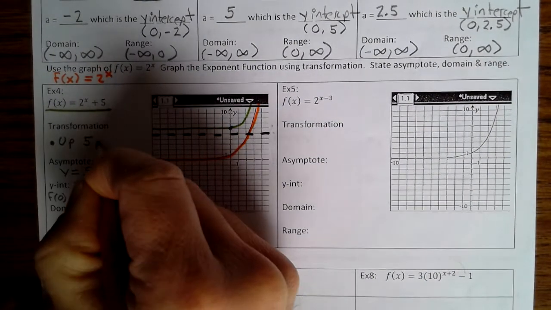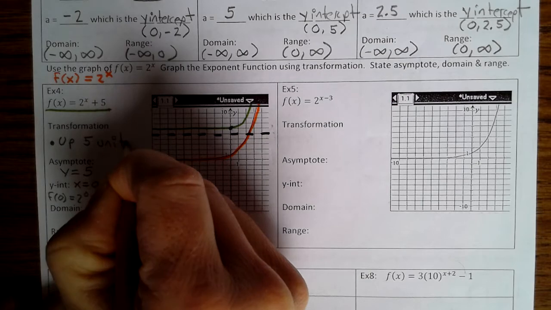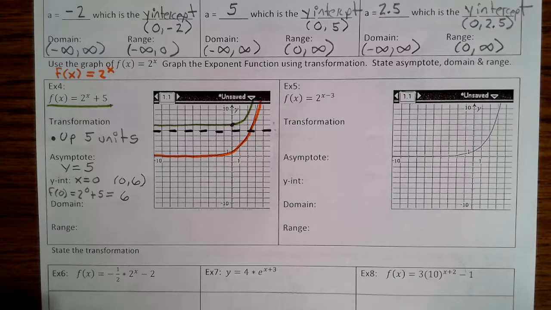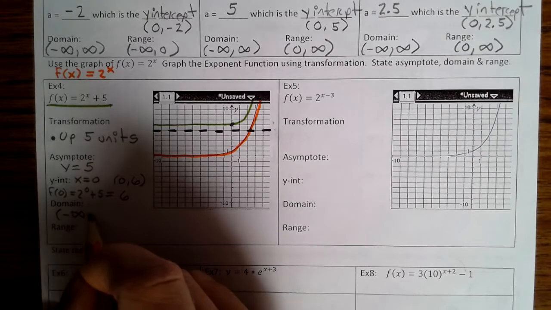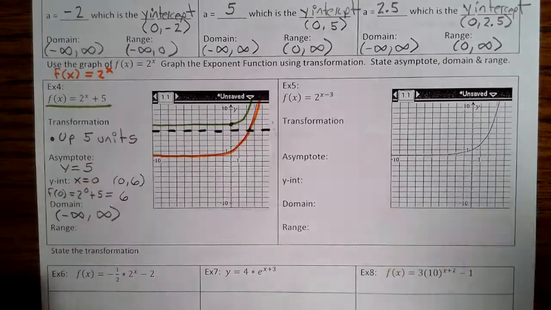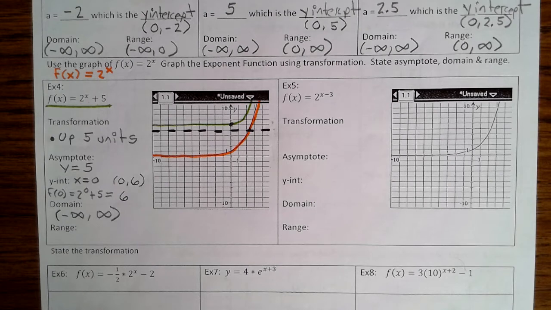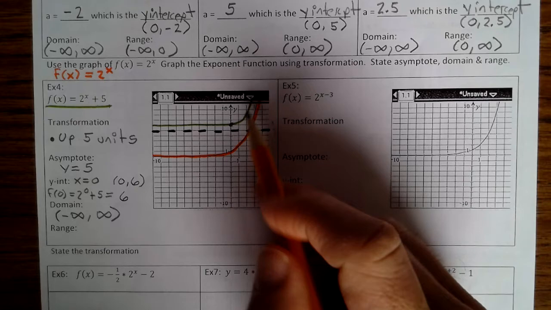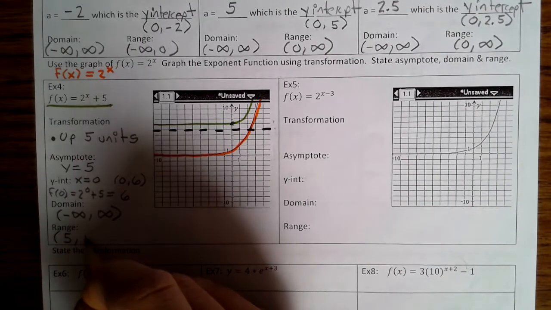Now domain, we know the domain for an exponential function is always negative infinity to positive infinity. Now the range is usually 0 to infinity, but here it's from 5 to infinity. So basically from the asymptote, not including the asymptote, to infinity. Okay?